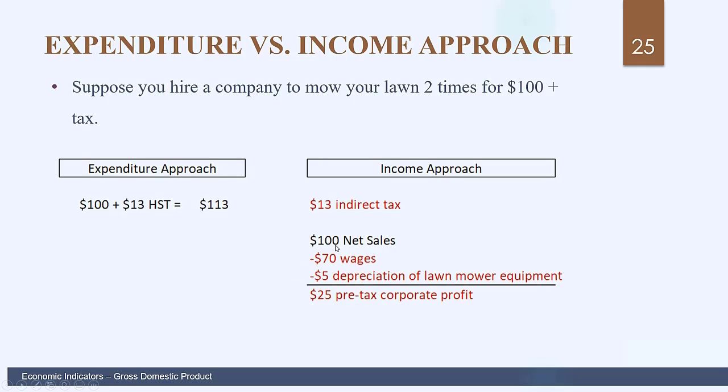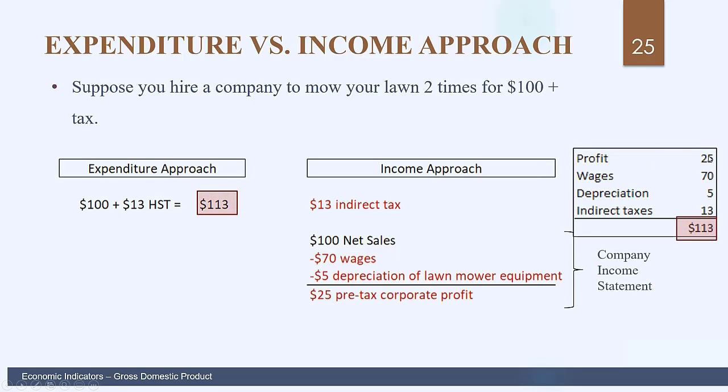Now, in terms of the income approach, the net sales for the lawn mowing company would be $100, and suppose they spent $70 in wages, and let's say $5 was written off for depreciation of the lawnmower equipment. Well, then the income for the lawn mowing company would be $25, and that would be their pre-tax corporate profit. Thus, in terms of the income approach, we would add the profit, which is $25, plus the wages, and then we would want to add back depreciation and indirect taxes, which is $13. That's the HST. So when we do that, we get $113. And as you can see, in this case, the income approach would equal the expenditure approach.